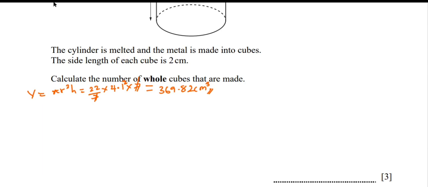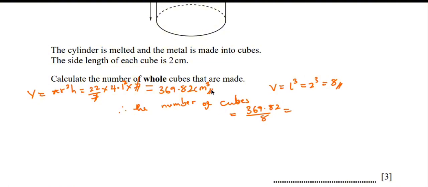Now you are using it to remold it into cubes, and the volume of a cube is equal to L cubed, which is 2 cubed. That will give you 8. So how many of 8 are we going to get in this? Therefore, the number of cubes is equal to 369.82 over 8. That will give us 46.2275. But in this question, they are asking for whole cubes.